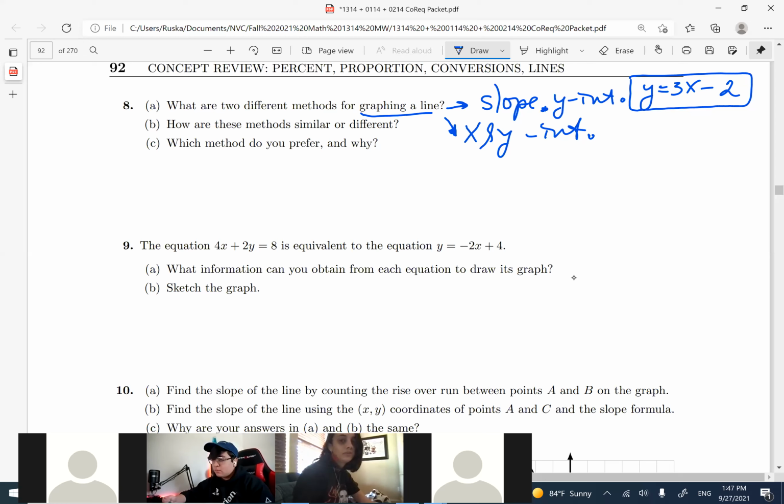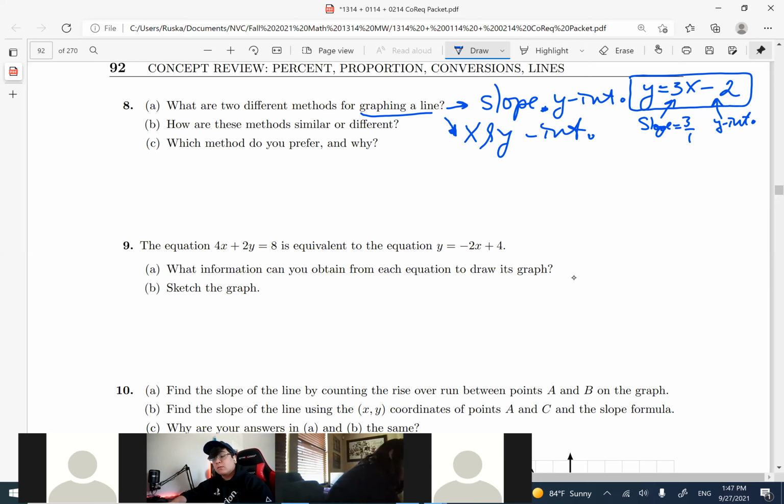The slope is 3. Yes, the slope is 3, which is 3 over 1, right? I'm going to make it a fraction because slope is rise over run. And what is the y-intercept? -2. The y-intercept is -2, that's right.